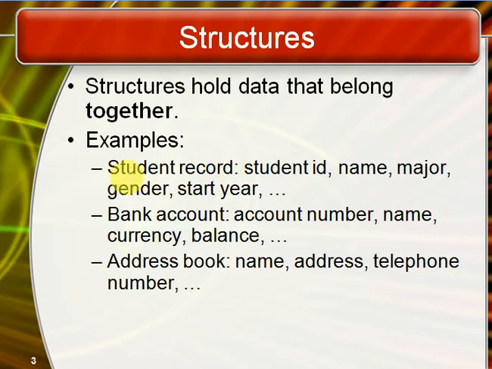For example, in the case of a student record: student ID, student name, student major, student gender, student start year, that is, study start year. For example, bank account related information: bank account, name of account holder, account currency, account balance. Or an address book, that is name, address, telephone number, and so on.